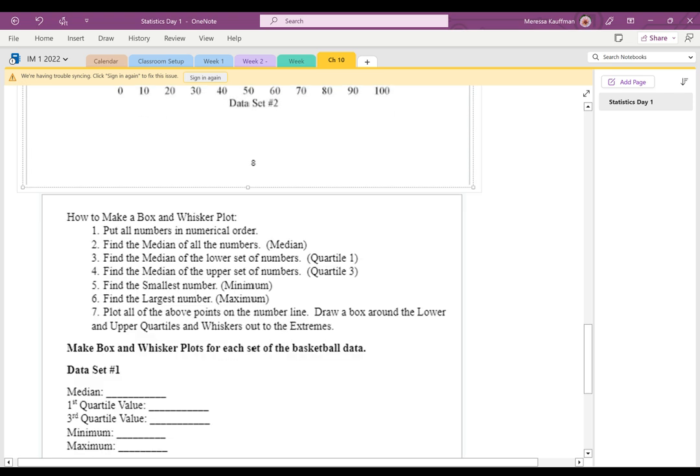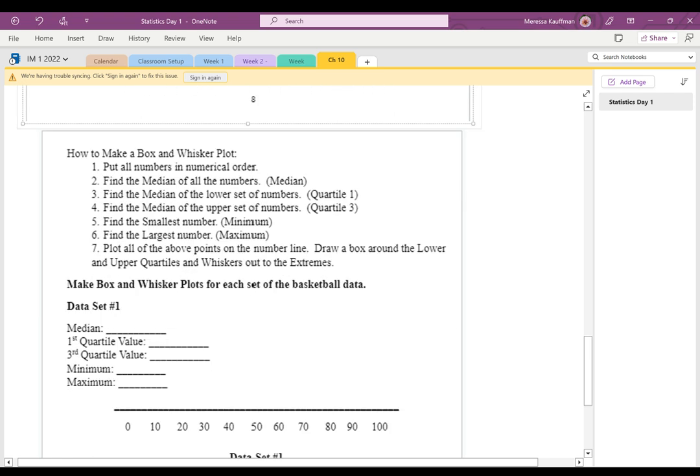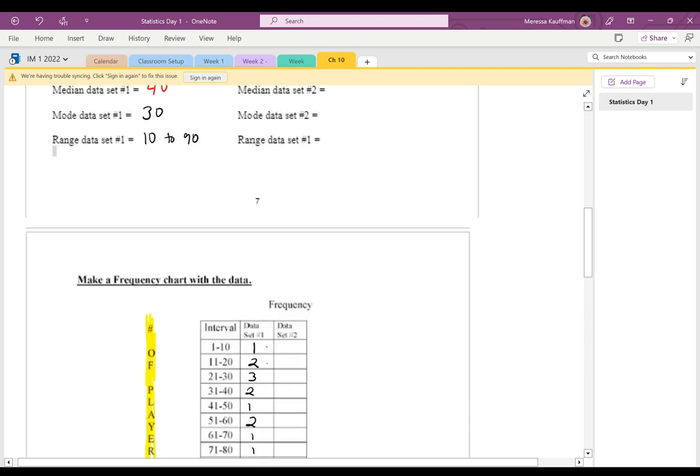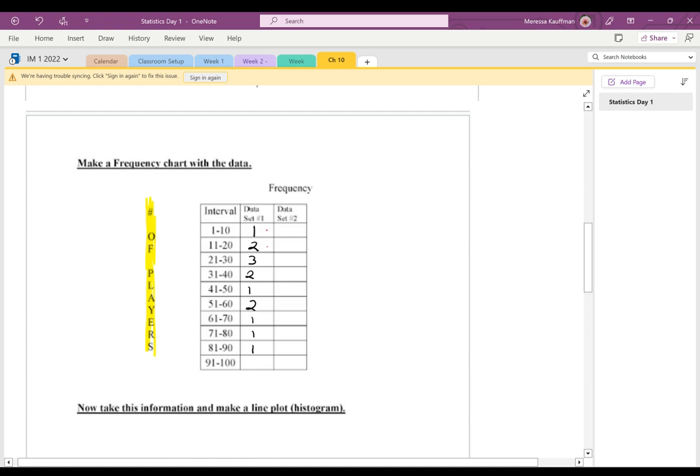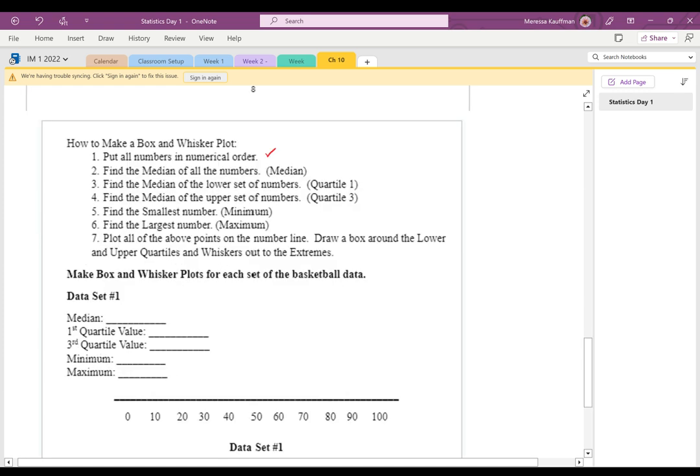Now, with those same data sets, we're going to make a box and whisker plot. To make a box and whisker plot, it says put all the numbers in numerical order. Ha, we did that already. Find the median of all numbers. Well, for data set 1, let's look back here. Our median was 40. Ha, already did that too.